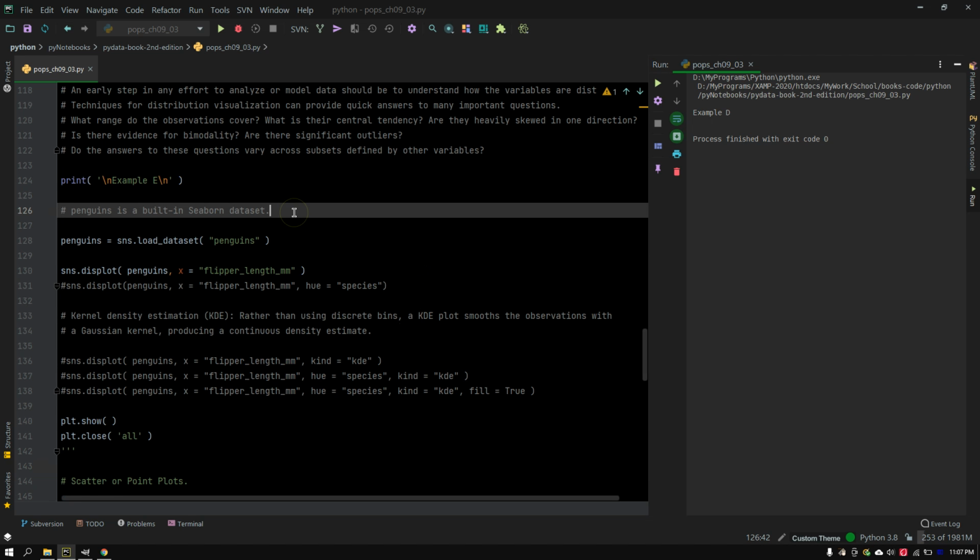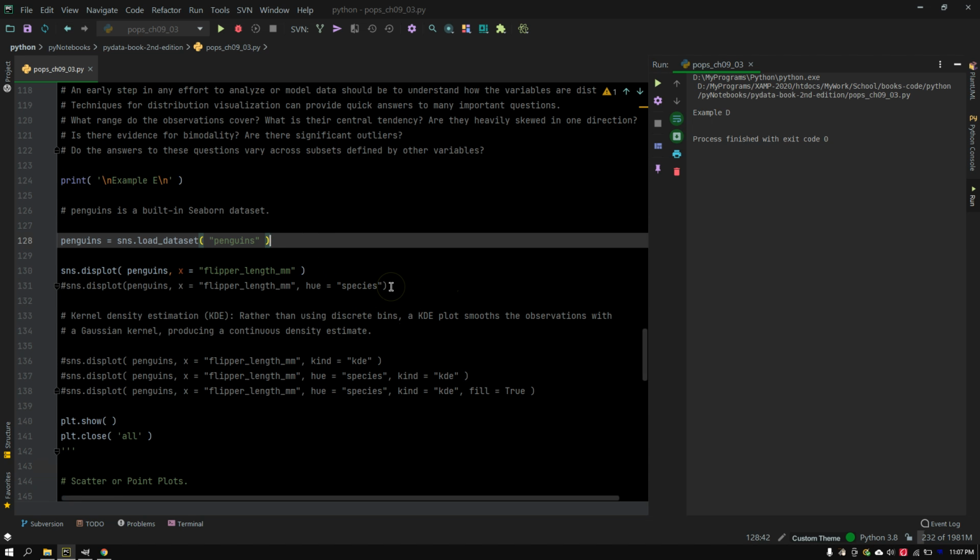We're going to use the penguins data set built in from Seaborn. We load it into the penguins variable. It might be a data frame. We use Seaborn to display a plot of penguins where the x is going to be the flipper length in millimeters.